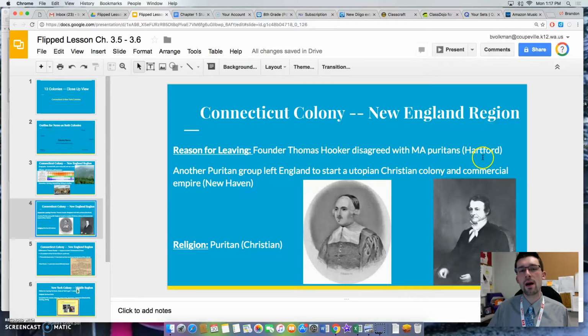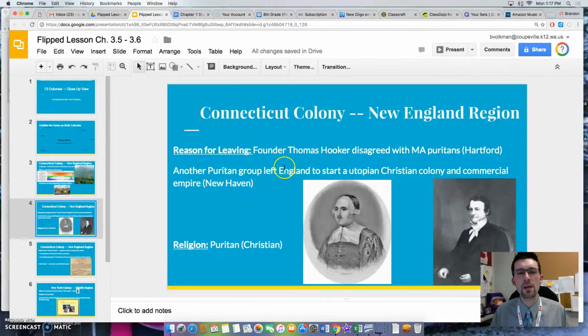In fact, there were some other towns around Hartford that came together to start the Connecticut colony.